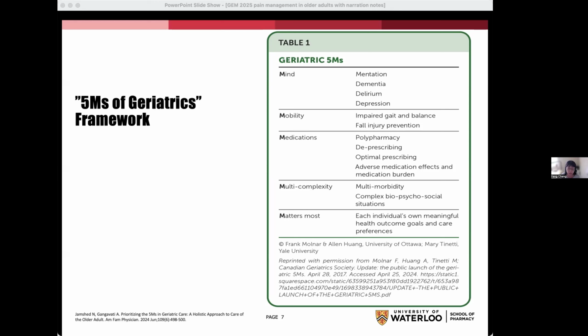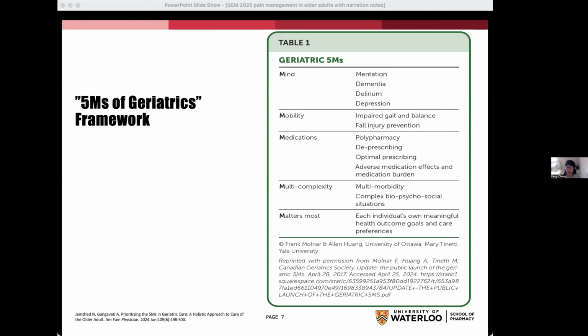Multi-complexity or multimorbidity refers to older adults having other concurrent illnesses and social factors that can complicate the picture. So you want to think about other disease states that may make exercise or medication use less effective, and socioeconomic factors like barriers in access, etc. And then, what matters the most? So that's just speaking to identifying what's important for your patient. Is it mobility? Is it comfort? Or it might be all of those.